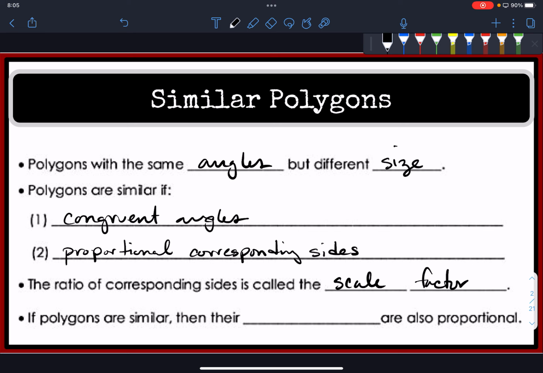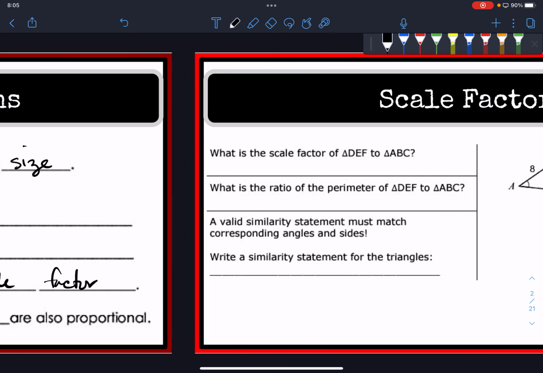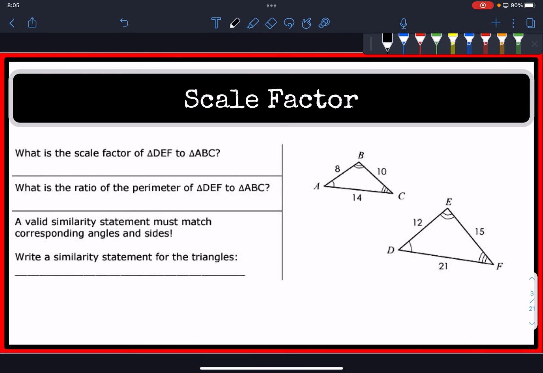And if polygons are similar, then their perimeters are also proportional. So for example, right here, let's discuss scale factor and what that means. The scale factor is the ratio of one triangle to the other one. So like right here, if we want to identify the scale factor from triangle DEF to triangle ABC, so from here to there, we want to look at the corresponding sides.